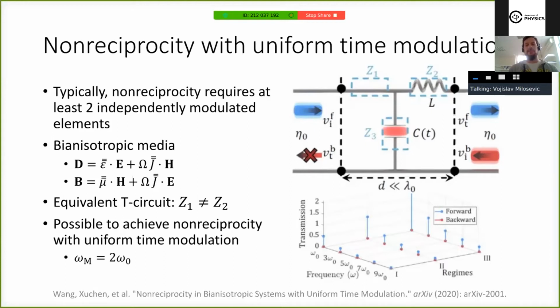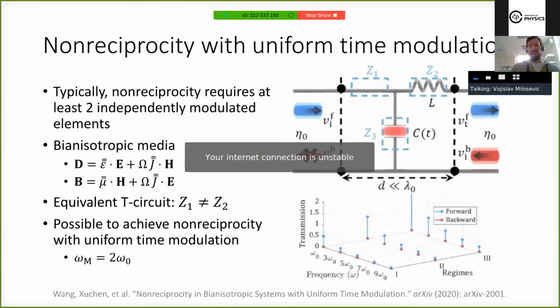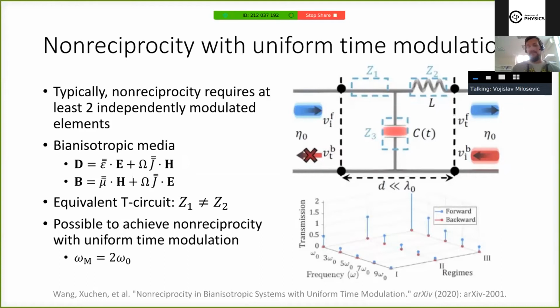bianisotropic metasurface is shown, and it's characterized by this asymmetric impedance, because were the metasurface not bianisotropic, then Z1 would have to be equal to Z2 in this equivalent circuit T cell of the metasurface. And in this case, it has been shown that it is possible to achieve non-reciprocity only with uniform modulation of capacitance across the whole metasurface. And the results below show that it can be operated in several regimes, so it can provide also gain if necessary or attenuation, but there is significant difference for forward and backward propagation.